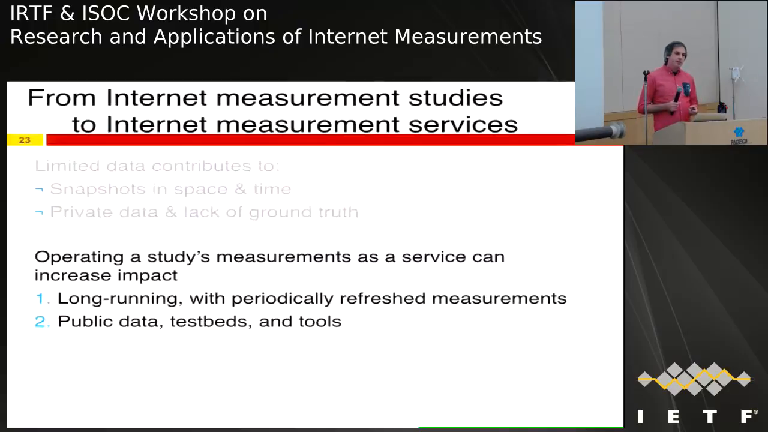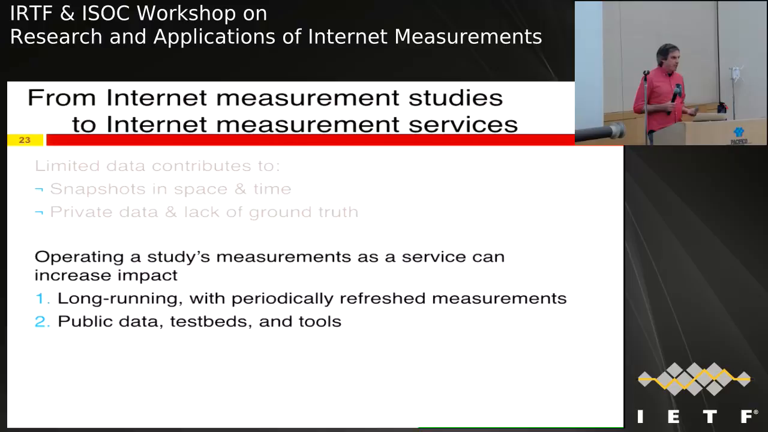My experience has been that there are two great ways that you can have impact. One is to set up your measurements to run regularly rather than just conducting the measurements for a paper. Another is opening up your data and test beds for use by others. Collectively, I couldn't come up with a great term, so I'm just going to call these long-running open measurements or test beds, measurement services.